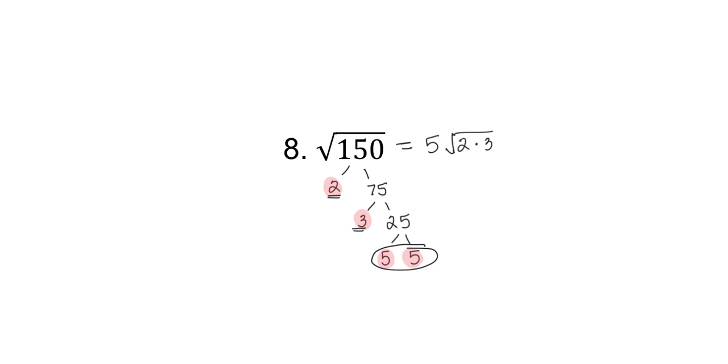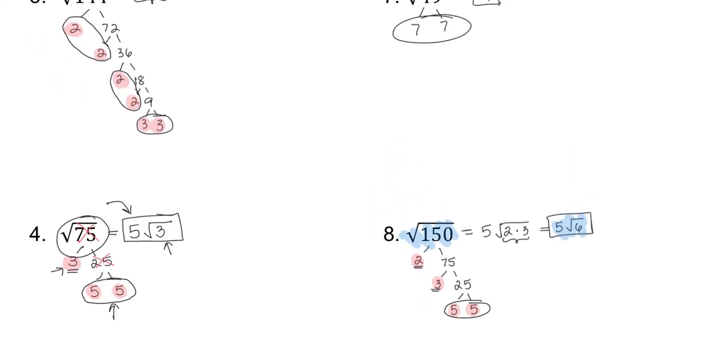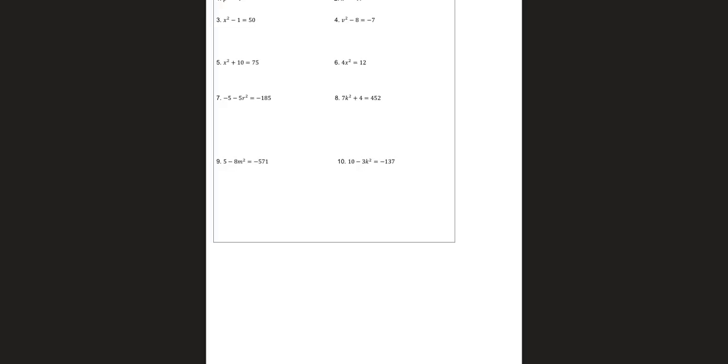Again, those are multiplied. So no matter if they're inside or outside the square root, they are multiplied. So we would have 5 square root of 2 times 3, which is 6. Okay? And again, you can check these on your calculator. Type in square root of 150, and 5 root 6, and you should get the same thing. When you're finished here, go on and go to the next page.